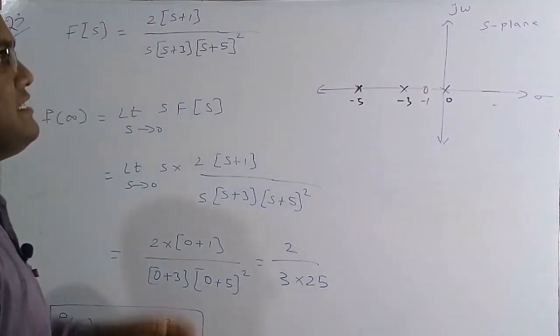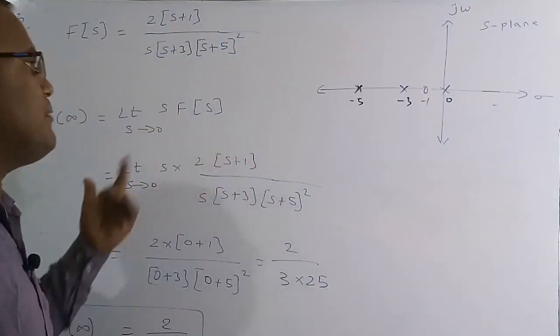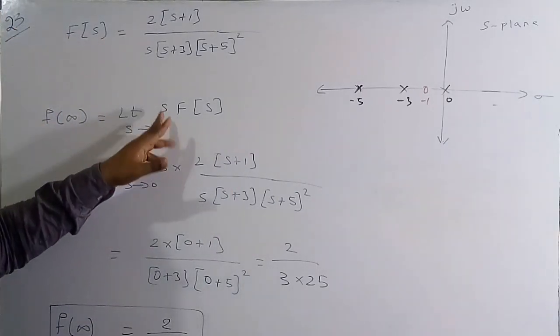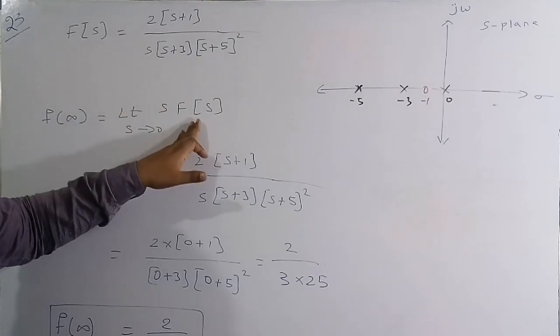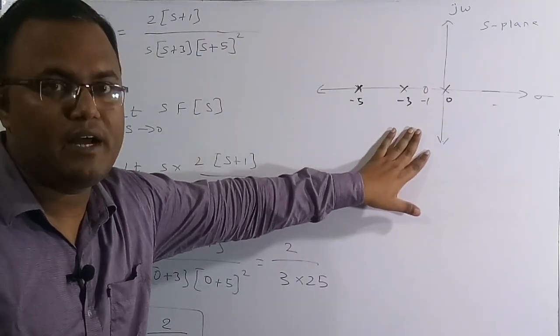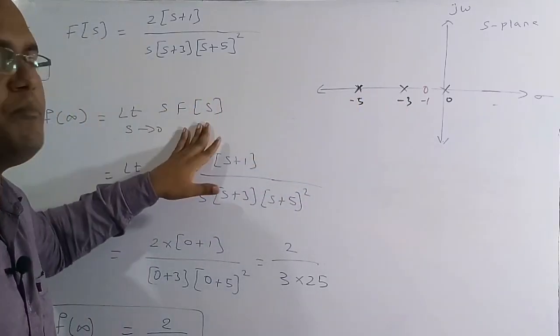So for that, after knowing this one, now you have to apply the formula, which is f of infinity is equal to limit s tends to 0 of s into f of s. This you have to apply only after confirming that the system is a stable one. Otherwise you don't have to apply this formula.